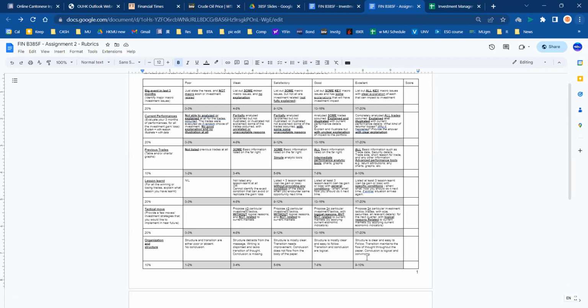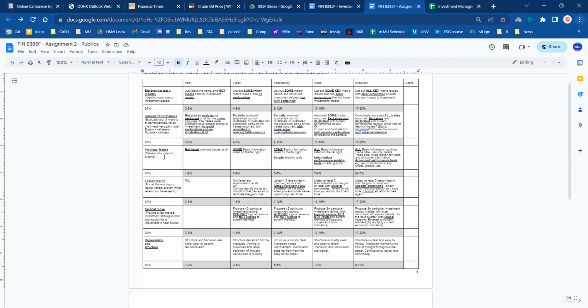Forget about the organization structure, the last 10%. As long as you have good English mastery, good communication, and good essay writing, that will be fine. But for the first 5 parts, you do it according to the rubrics.